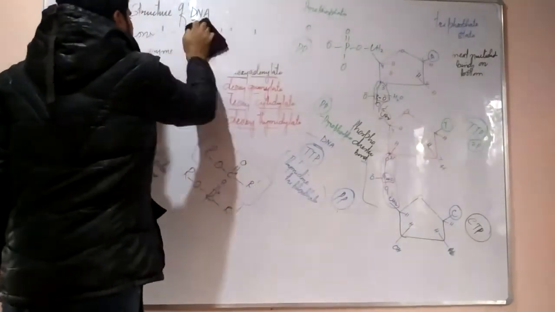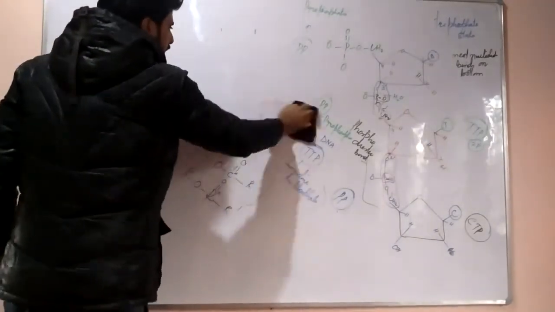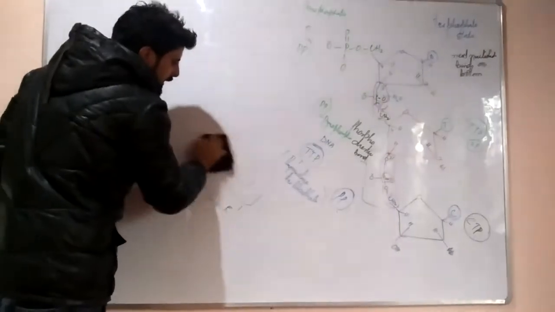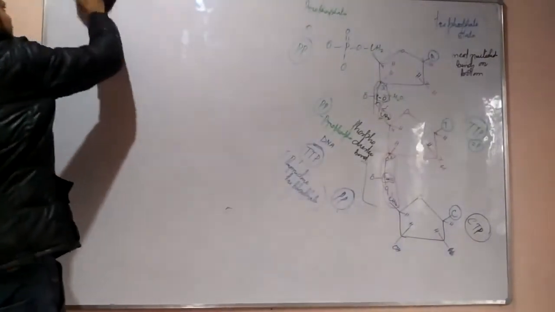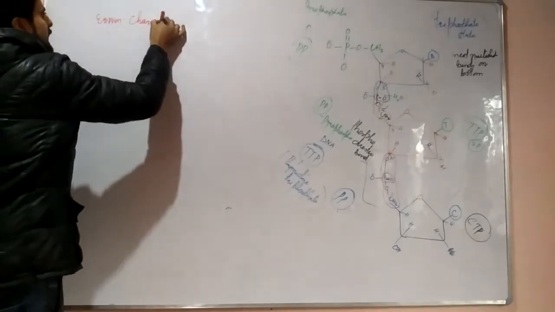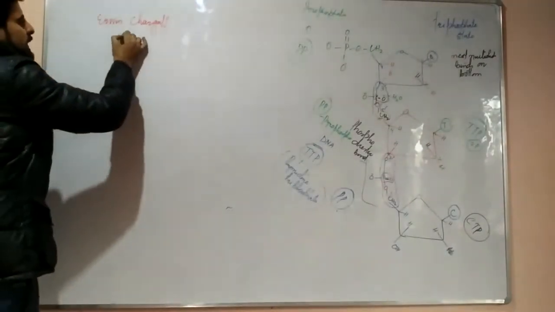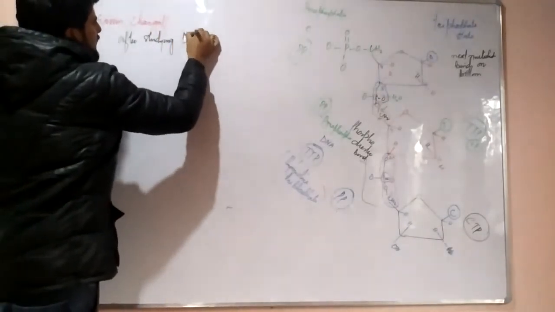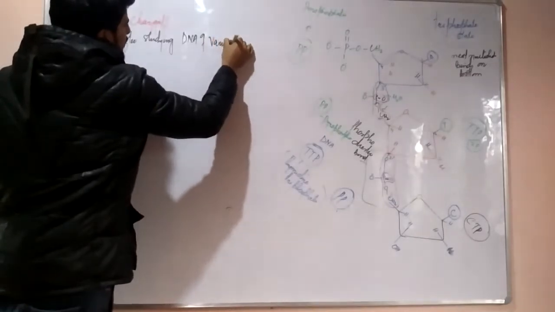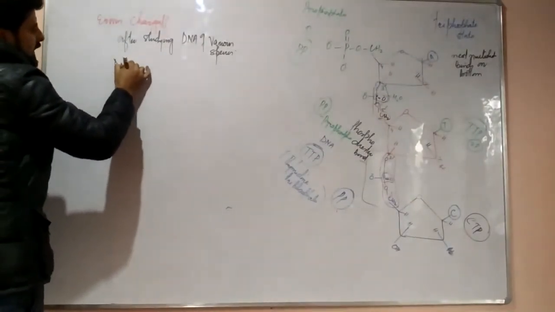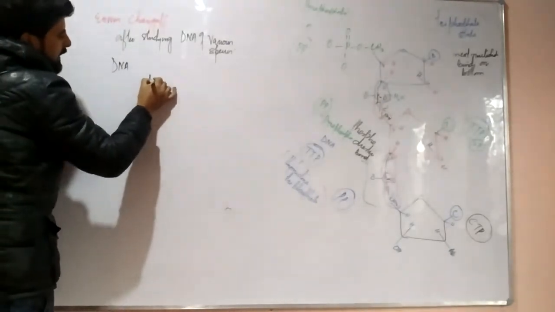Now one of the important things which we have to discuss is Chargaff's rule. Erwin Chargaff was one of the scientists who, after studying the DNA of various species, observed that in case of DNA, adenine, which is a purine, is always equal to thymine.